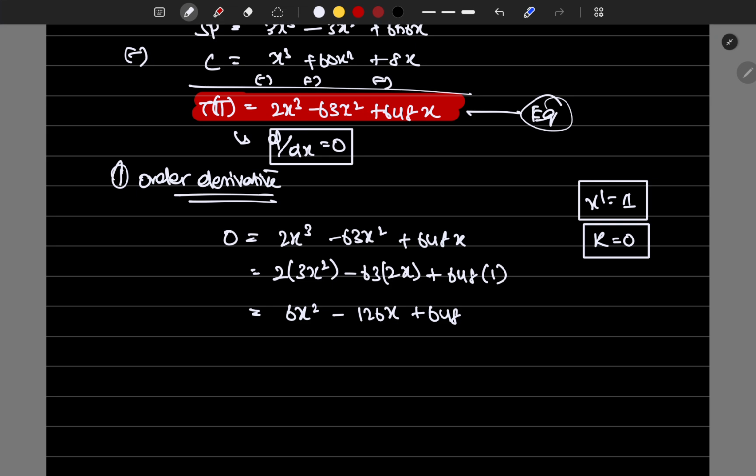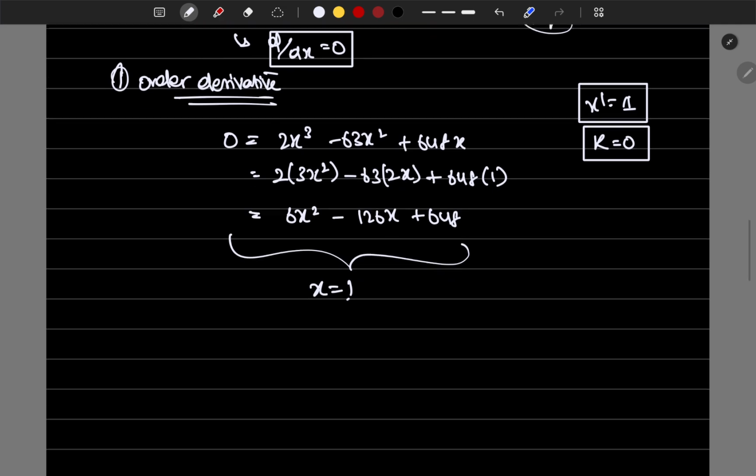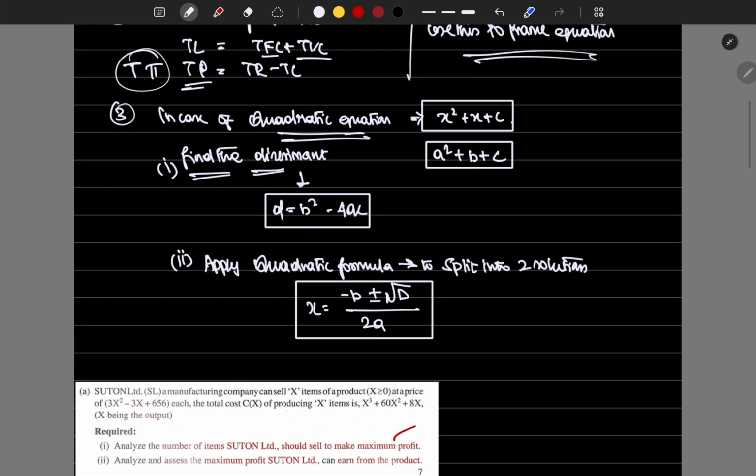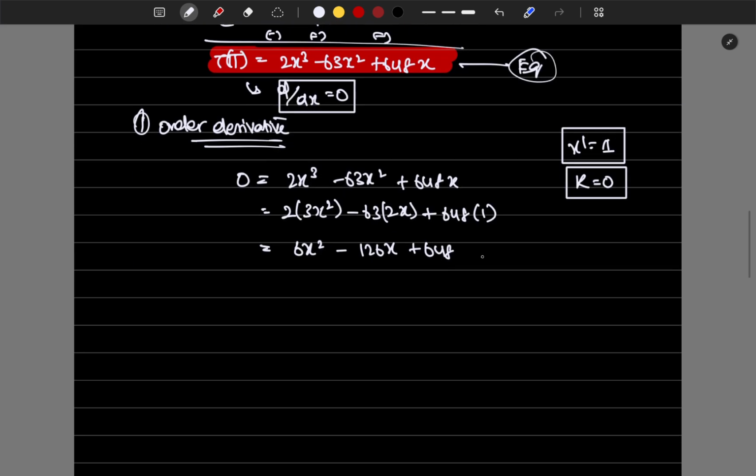With the first order derivative itself, we have to get the x value, but we couldn't find the x value here because x is still having the power. So we have to simplify and use the discriminant and quadratic formula. This is the quadratic equation. When it comes like this, we have to apply the discriminant and the quadratic equation formula.